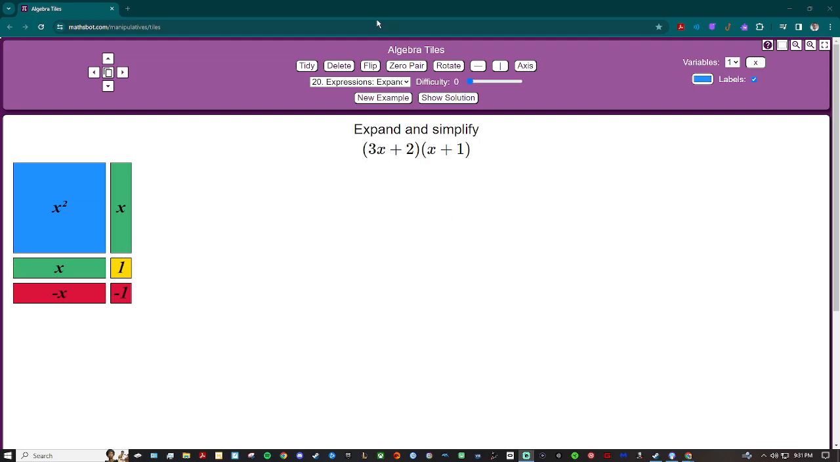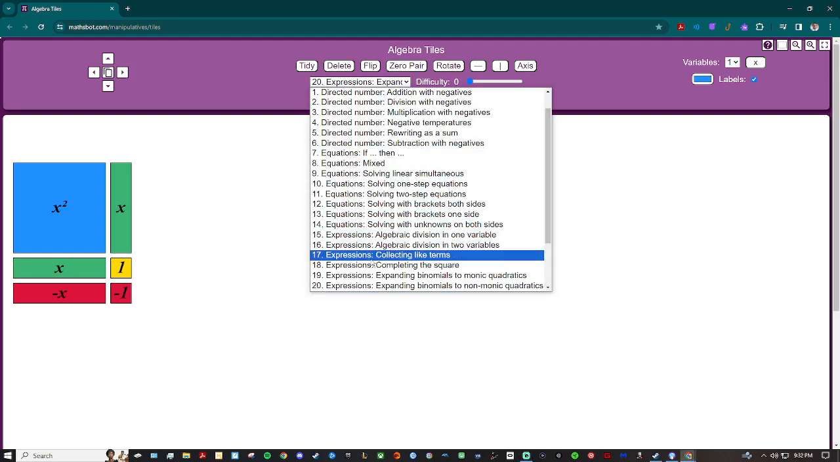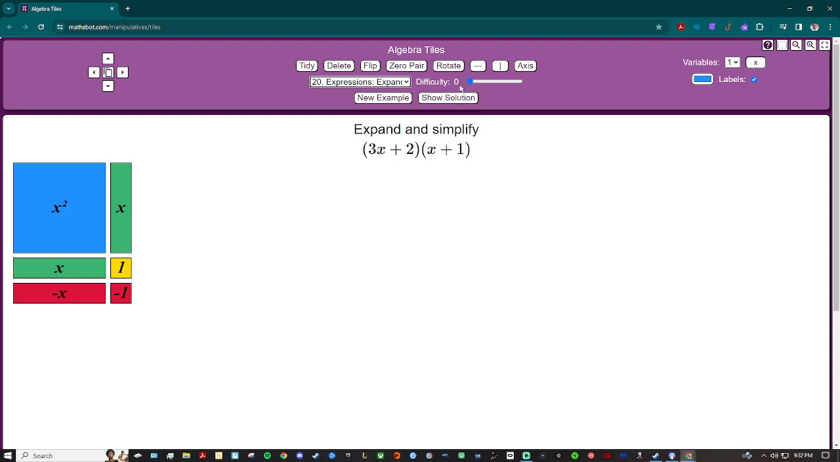So you should have opened up your algebra tiles and you should be ready to go and following along with your Ed puzzle. Remember, there will also be questions as we go. So what I've done is I have selected number 20. And I'm on difficulty 0 to start. You can always click new examples to try more on your own, and you can always show solution at the end. So we need to expand and simplify this polynomial. So we have 3x plus 2 times x plus 1.